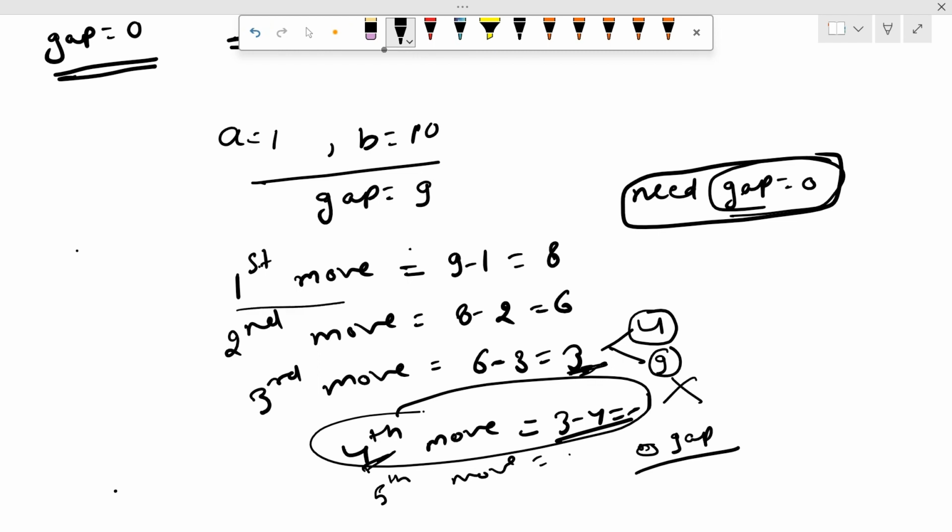Let's say in the first move we do not reduce it, we increase it. So our overall gap is increased by 2 in all the cases here. 9 plus 1 equal to 10, 10 minus 2 equal to 8, and 8 minus 3 equal to 5. So this is also increased by 2, but we need only 4 or 9. So we do not change the first move.